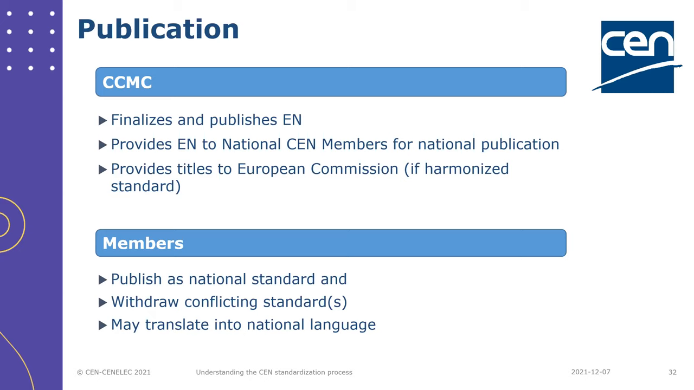In case of harmonized standards, we need also to provide the translated titles to the European Commission, because in the official journal, the European Commission is translating that document into all EU official languages. So it is important that we submit as well the translated titles to the Commission. Our members have the obligation to publish standards as national standards and withdraw any conflicting standards that they have. This means that one standard at EU level will be the same in 34 countries, which is one of the power of standardization, of course.